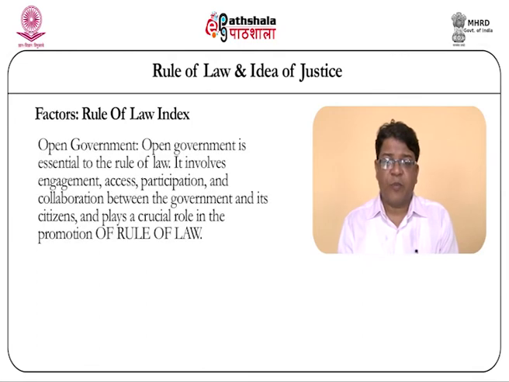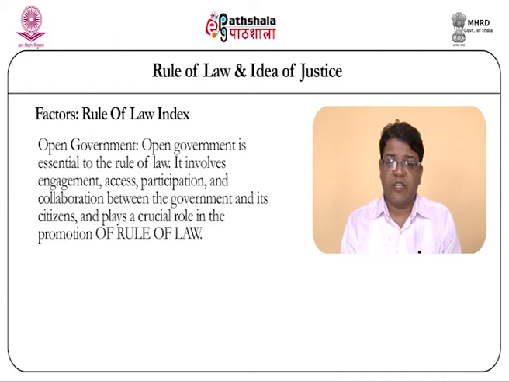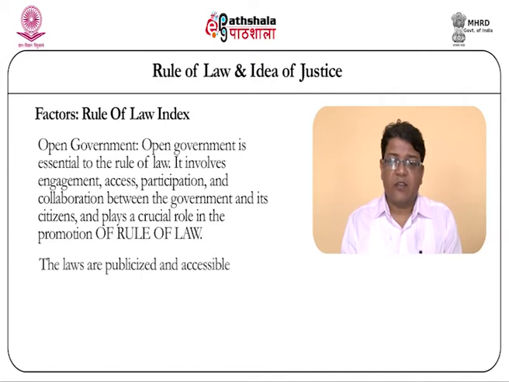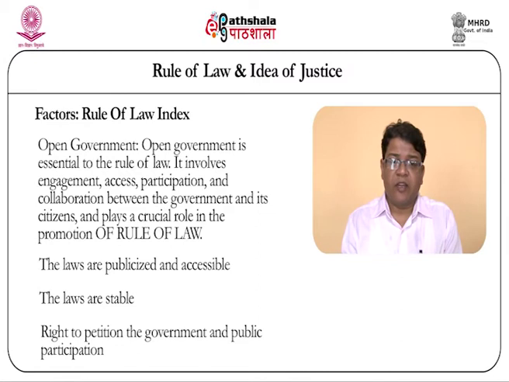The third factor is open government. Open government is essential to the rule of law. It involves engagement, access, participation and collaboration between the government and its citizens and plays a crucial role in the promotion of the rule of law. It has 4 indexes. The first is that laws are publicized and accessible; the second, laws are stable. The third one is the right to petition the government and public participation. The fourth one is official information available on request.